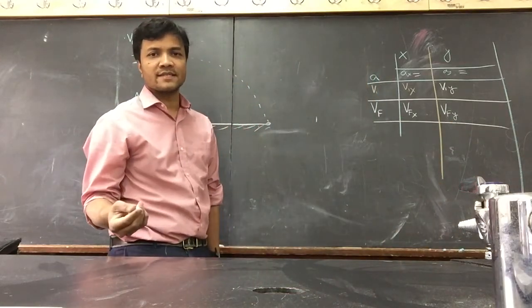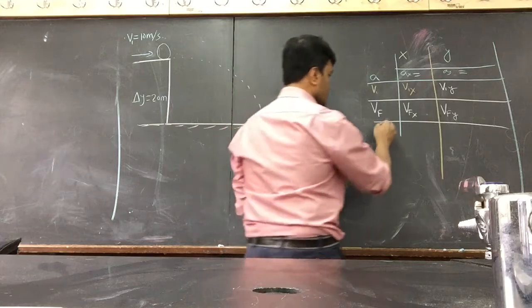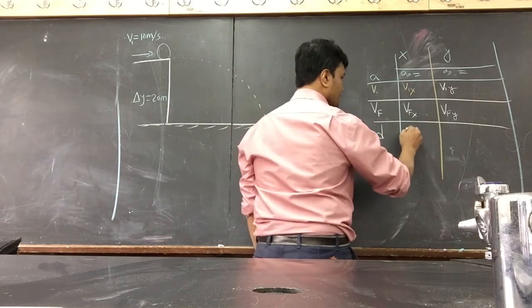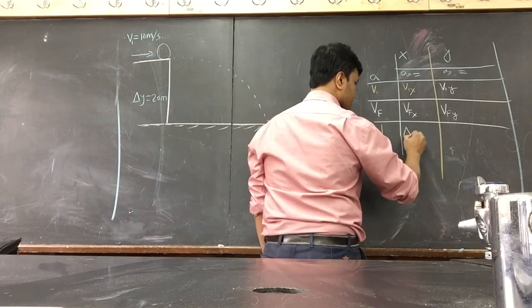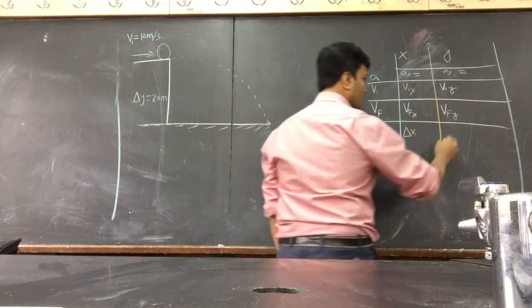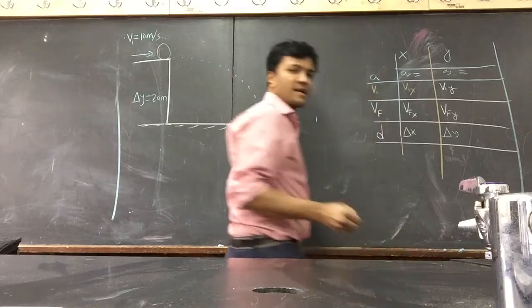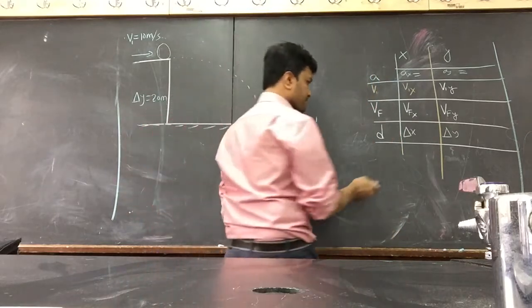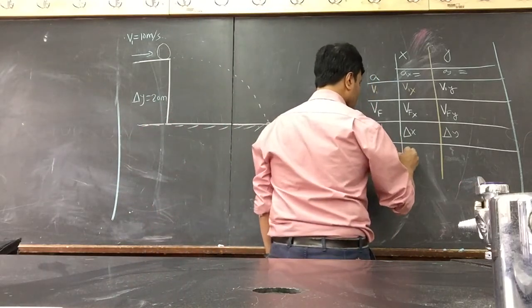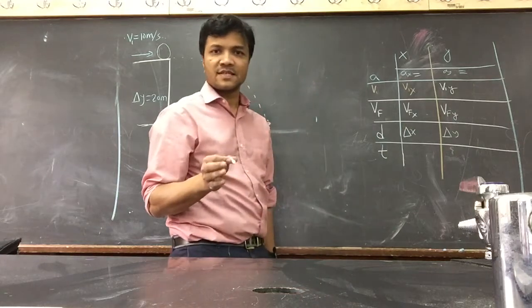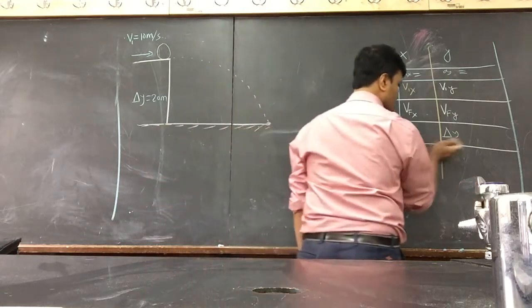I wanted to find displacement at x direction and displacement at y direction. Finally, I wanted to find t. There is no direction for t because t is a scalar quantity. We're just going to write t.